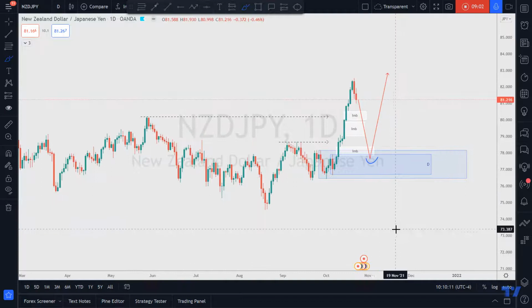And I will enter on the 1. So this is what we're looking like here. Looking for price to make that higher low that is dictated by the higher time frames here.